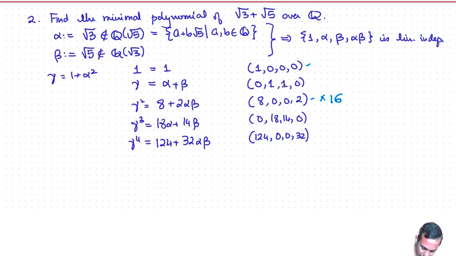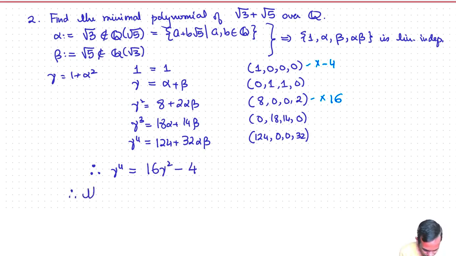So we would have 124 minus 128, so we'd have to subtract 4, so this into minus 4. So what we get is gamma to the power 4 equals 16 gamma squared minus 4.